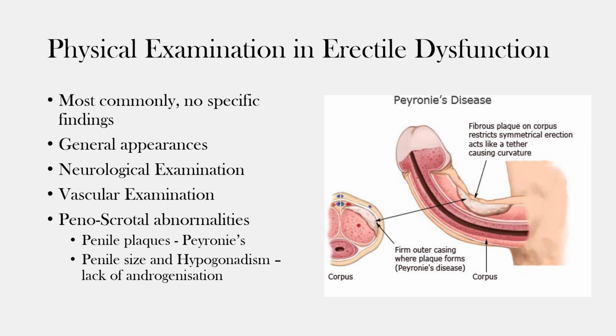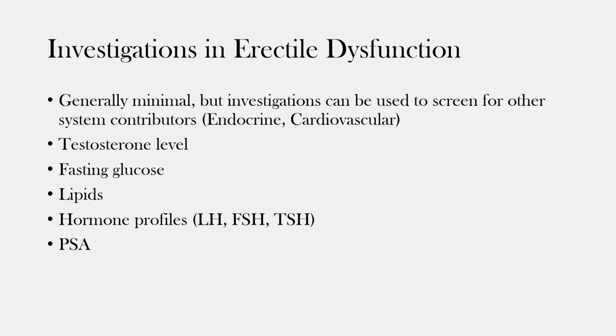So how would you investigate? Generally, again, there's not much you need to do to investigate specifically, but you can screen for other diseases. Again, you look for your testosterone level. You want to know what's this patient's fasting glucose. So are they a diabetic? What's their lipid profile? What's their risk? So their heart disease risk. Also their hormone profiles. And then a PSA.